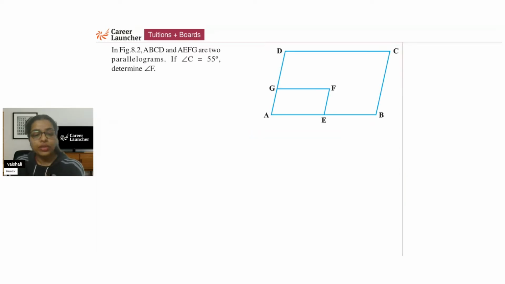Now coming to question number 6. Question number 6 says there are two parallelograms, which is ABCD, the bigger one, and AEFG, the smaller one, as you can see over the screen. If angle C, this particular angle, is 55 degrees, now you need to determine what is F. What concept can we apply? Can you guys think?